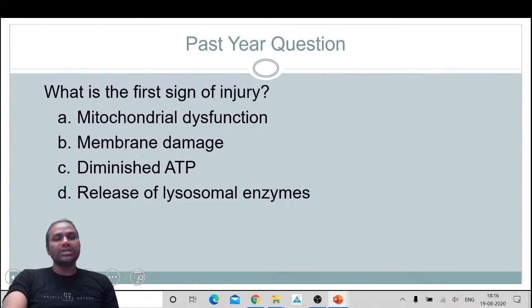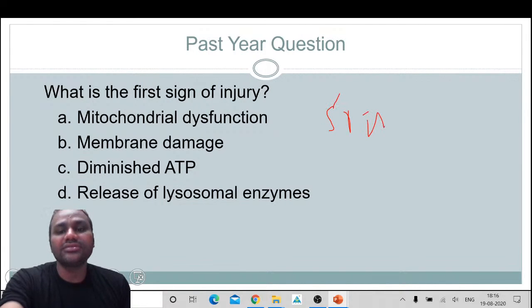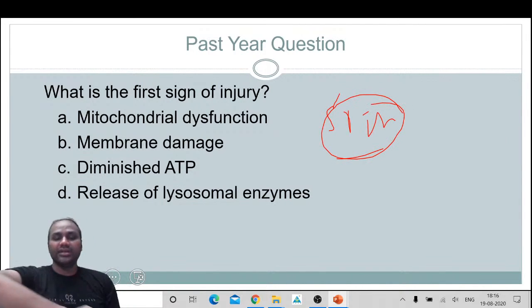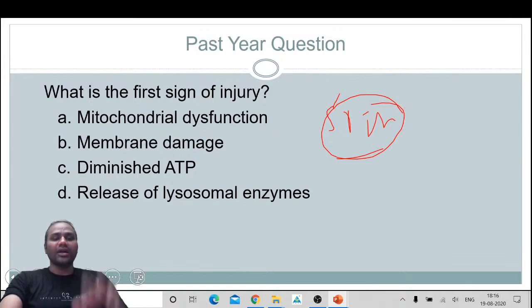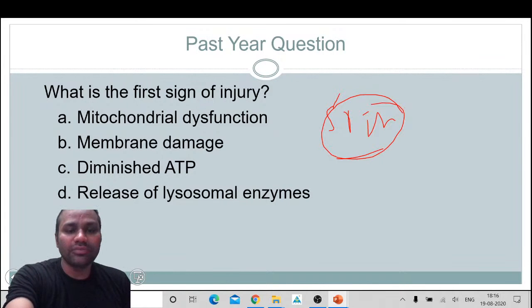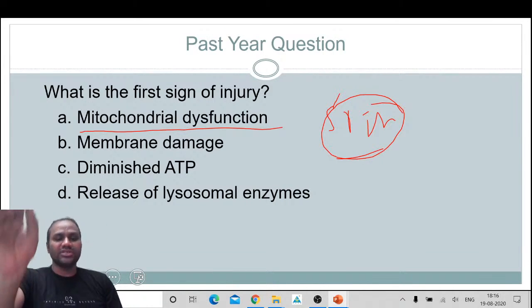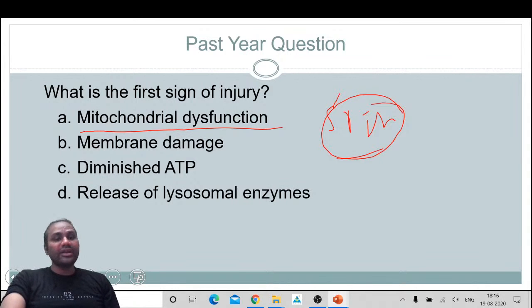Now, blebs are found in which type of injury? Basically reversible injury. What is the first sign of injury? There is a difference between a sign and a hallmark. The first sign of injury is mitochondrial dysfunction. Membrane damage is late, in irreversible injury.